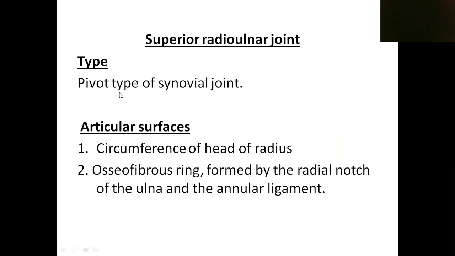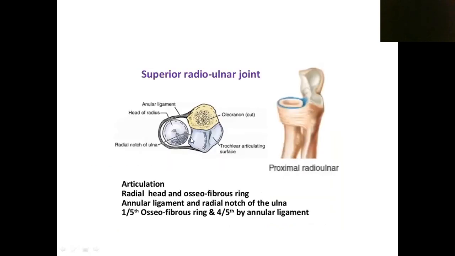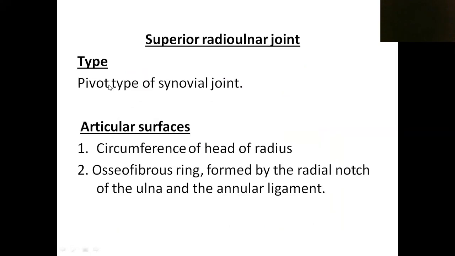It's a pivot variety of synovial joint. What is that pivot variety? Pivot variety is having one central axis. Around that, one osteoligamentous ring will be there. See like this, this is the central axis. This bone acts as a central axis, and this is the osteoligamentous ring. Here, this radius acts as a central axis, and around that is this ring. Okay, so this type of joint is known as a pivot joint. So no doubt it's a pivot variety of synovial joint.